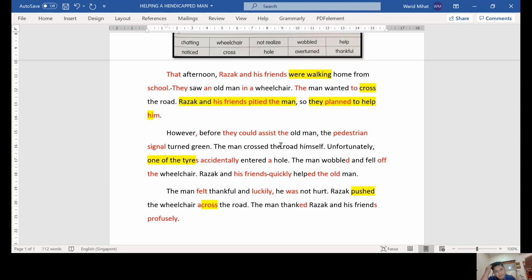The man crossed the road himself. Unfortunately, one of the tires accidentally entered a hole. The man wobbled and fell off the wheelchair. Reza and his friends quickly helped the old man. The man felt thankful and luckily he was not hurt. Reza pushed the wheelchair across the road. The man thanked Reza and his friends profusely. Okay. Or you can also say the man profusely thanked Reza and his friends.